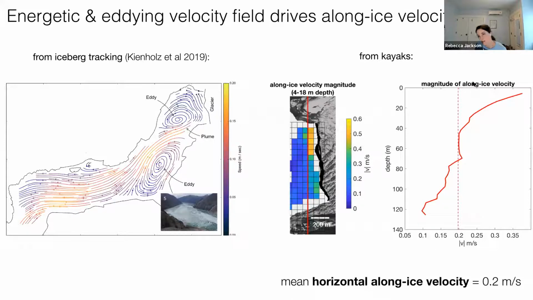The basic gist here is that if we use the kayak to quantify, away from the discharge plume, the rough magnitude of along-ice horizontal velocities, we find that the mean horizontal along-ice velocity is about 0.2 meters per second. That's relatively large compared to what we expect for the weak upwelling of these plumes. So this looks like an important component of getting these melt rates right.